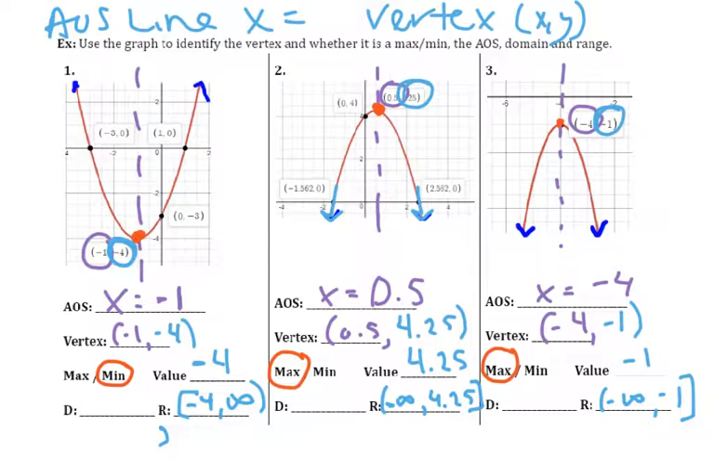The very last thing we're going to talk about is the domain. I saved the easiest for last. Don't worry. I know this has been a lot in a short little lesson. The domain is what's happening with the x's. Well, let's look at what's happening with the x's.